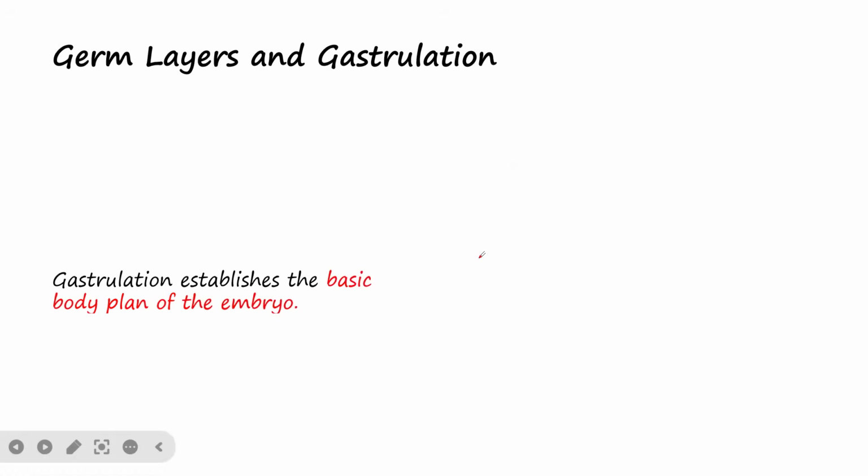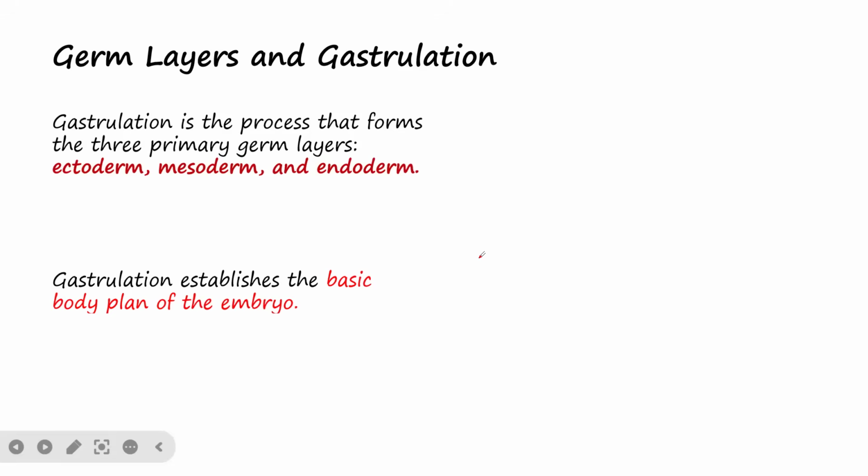So then the next thing is the germ layers and gastrulation. What is gastrulation? Gastrulation is the process that forms 3 primary germ layers. So from the blastocyst, or the blastula, gastrulation occurs, where the 3 primary germ layers are developed. And these 3 germ layers include ectoderm, mesoderm, and endoderm.